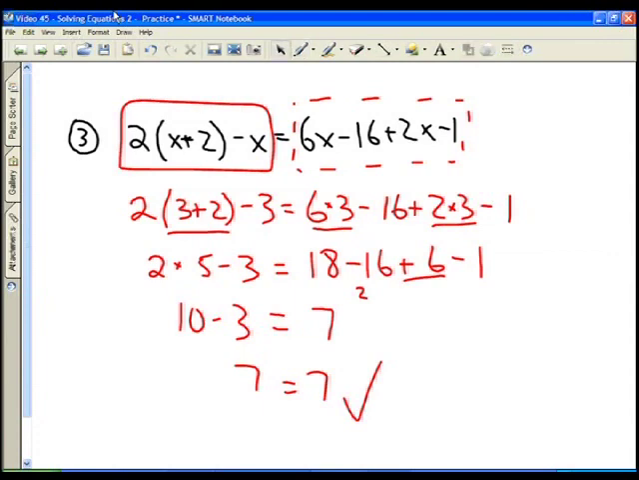So that should give you some practice with solving equations and verifying the answers by plugging your answer back in to the original question.